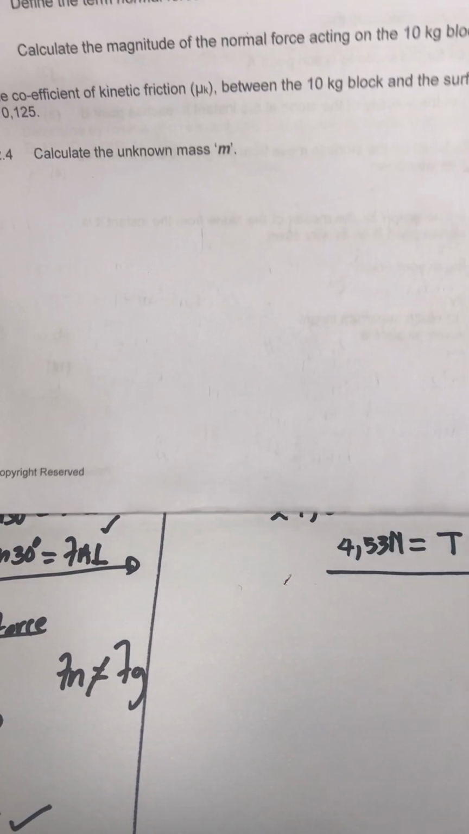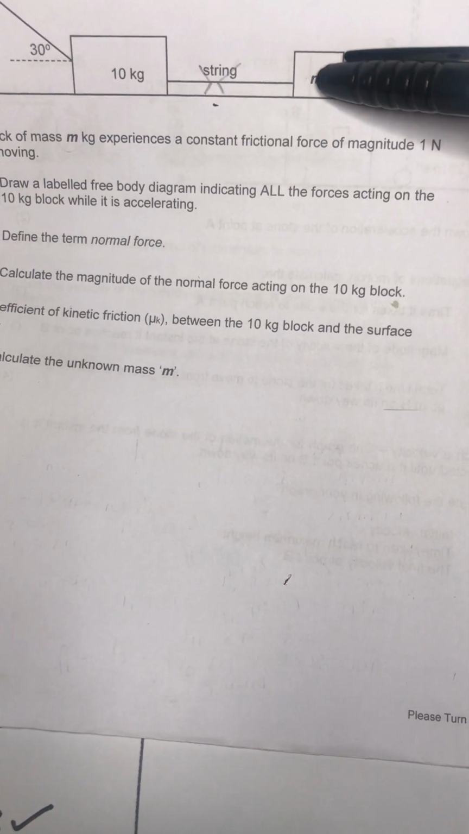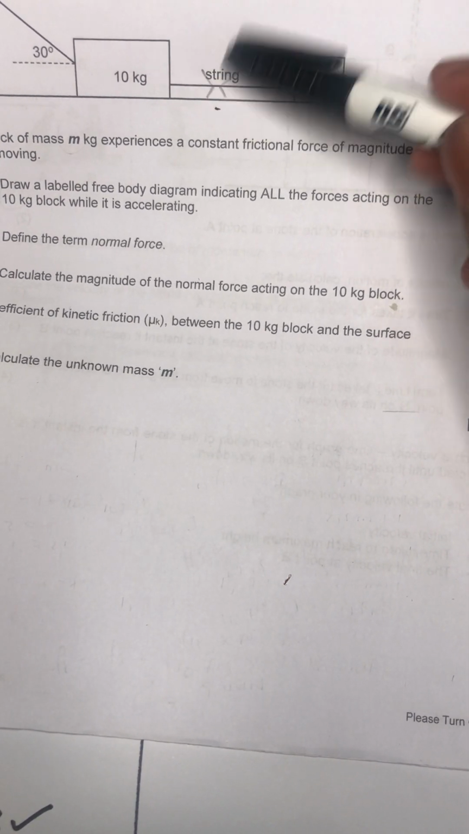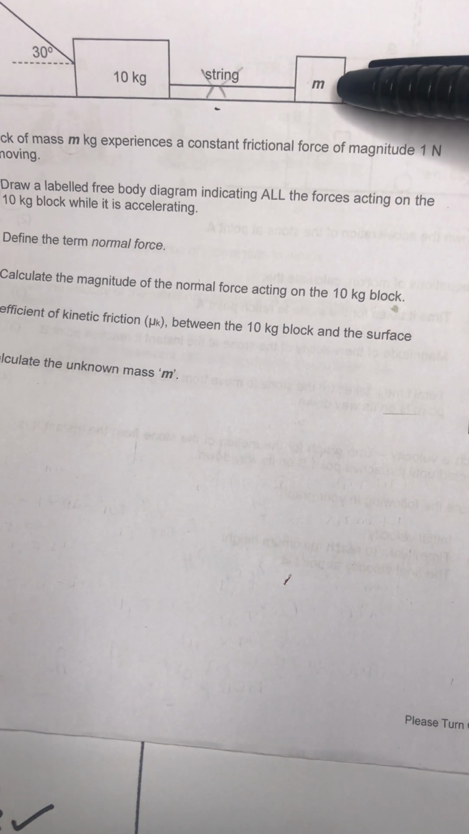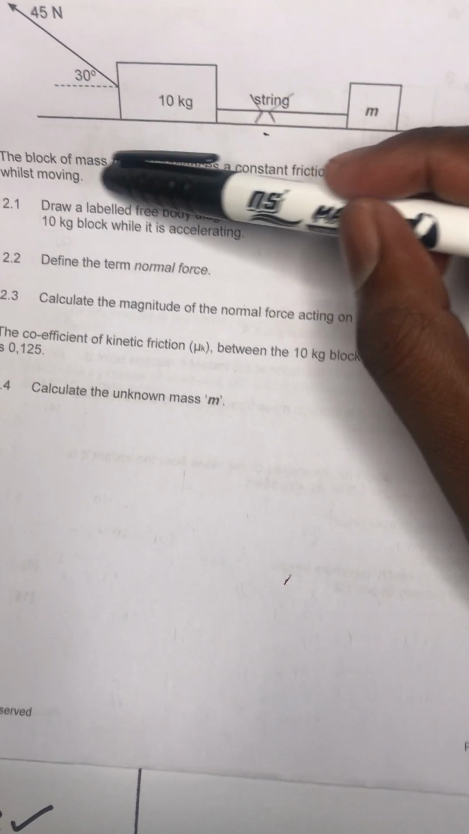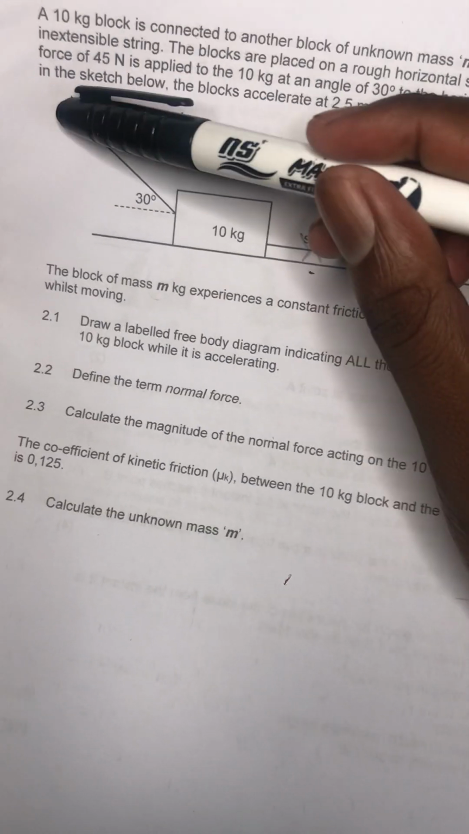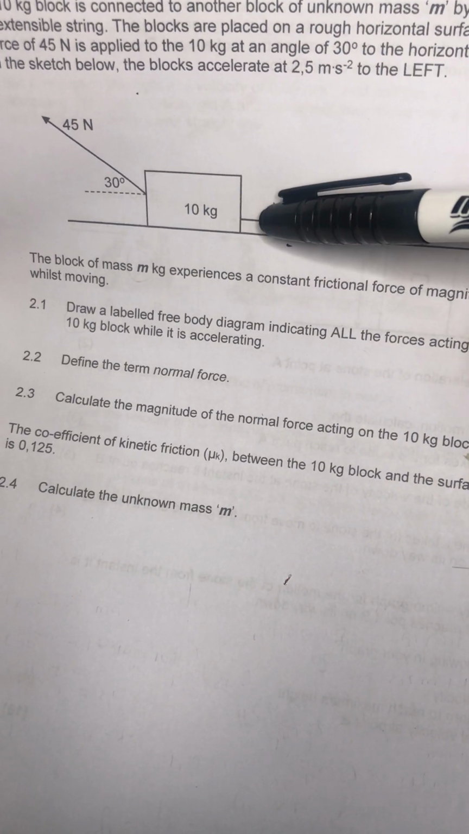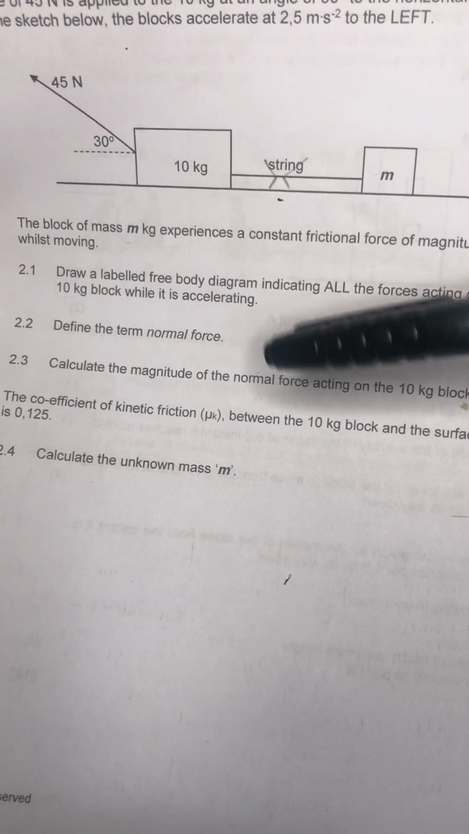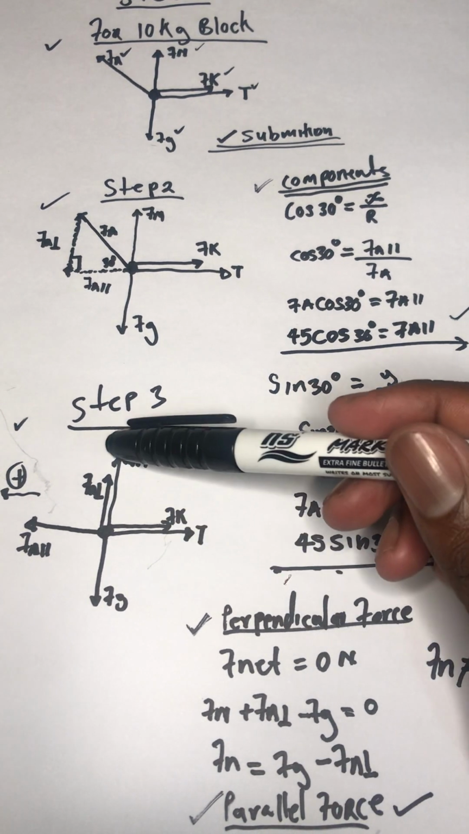Let us look at this question for 6 marks. For 6 marks we want the unknown mass m, but to find this unknown mass m we first find the tension, because we do not know the tension or the frictional force. So we start with this object to find the tension. Remember, when we want tension we first calculate the acceleration, but here the acceleration is given, so it will be easy to find the tension.